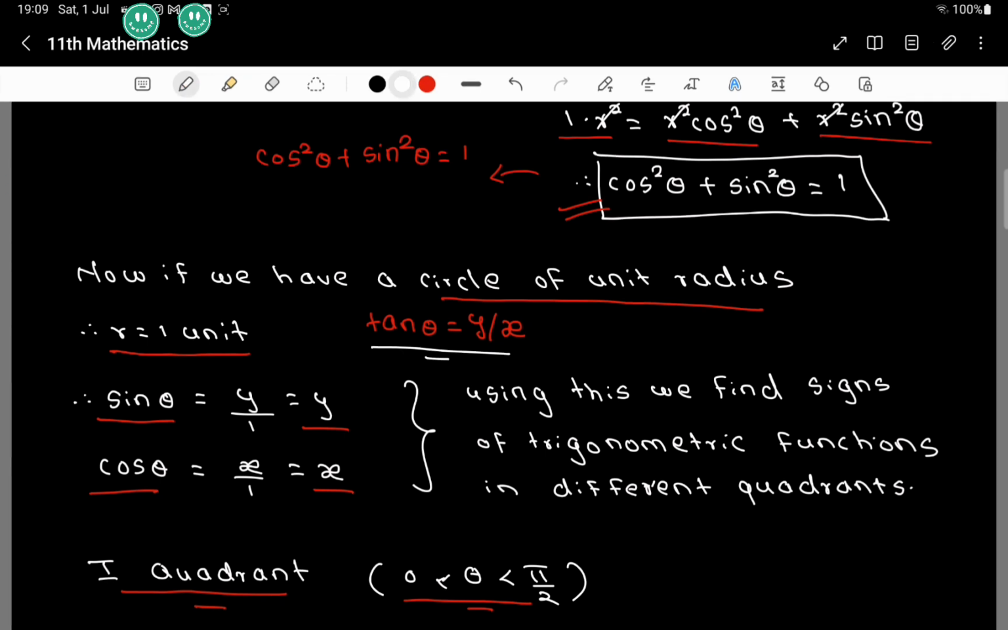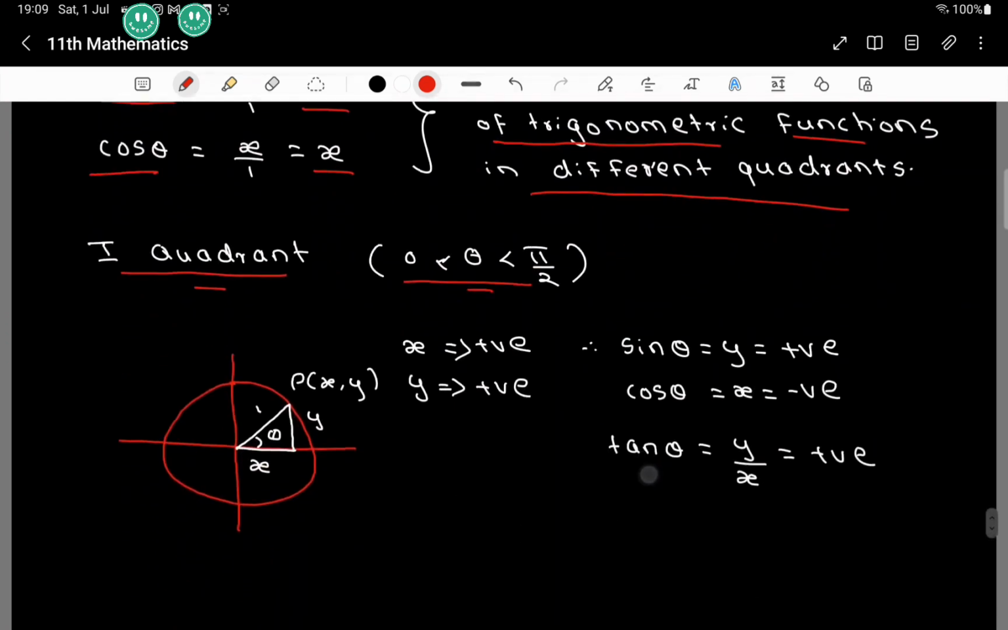Now why have we done this exercise? The reason is that by using these formulas for sine theta, cos theta and tan theta in a circle of unit radius, we are going to find out the signs of the trigonometric functions in different quadrants. Because we know as we go from first quadrant to second quadrant to third quadrant and to fourth quadrant, the x and y coordinates change their signs. Depending on that, the trigonometric functions will also be positive or negative.